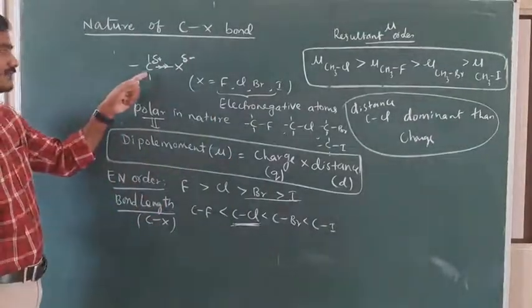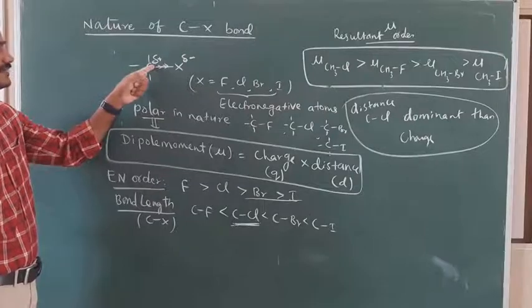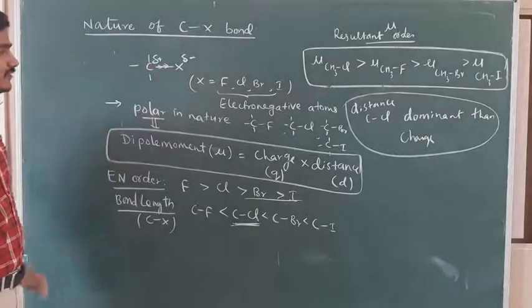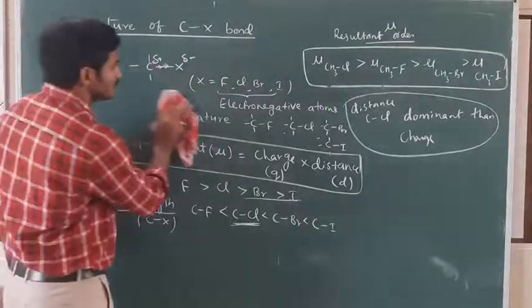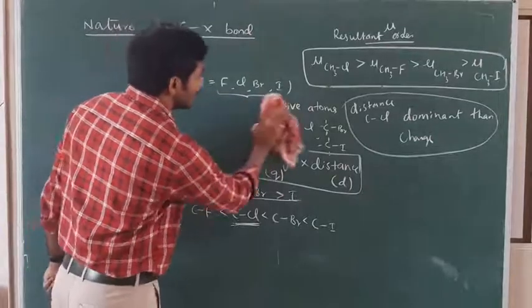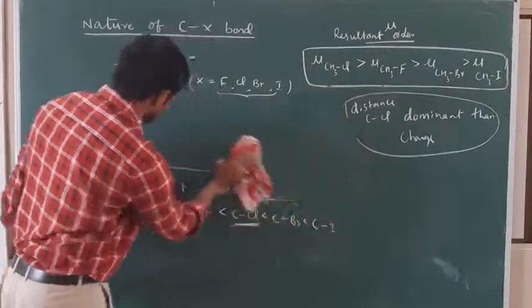Coming to this point again, I already told you this carbon is electropositive. When this carbon is electropositive, which type of species can attack at this carbon?